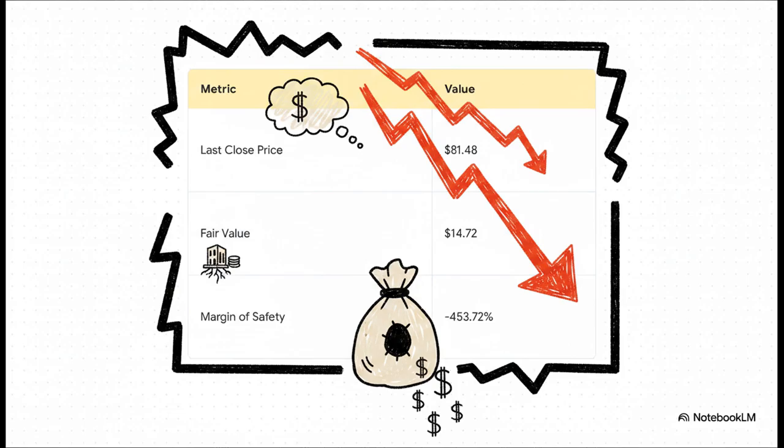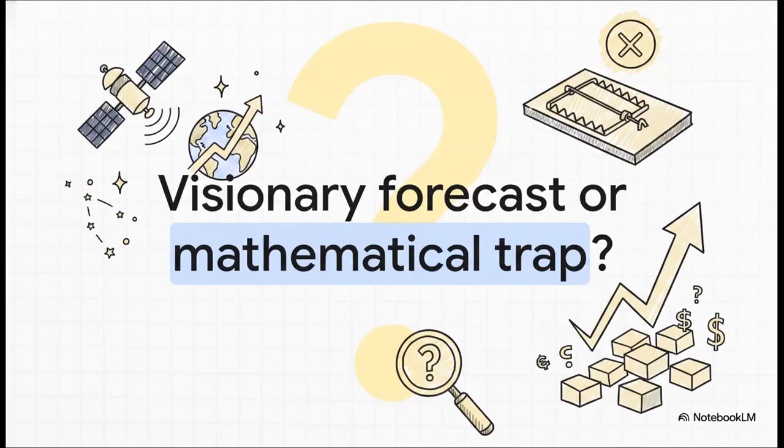Now, when we compare that intrinsic fair value to the last closing price of $81.48, wow. It reveals a terrifying negative 453.72% margin of safety. From a strict, traditional sell-side valuation perspective, based purely on trailing and projected cash flows, the stock is massively overvalued. Which leaves us with the ultimate question as we wrap up this explainer.